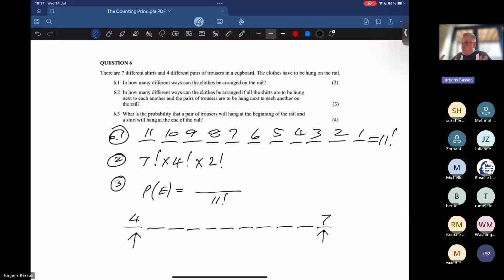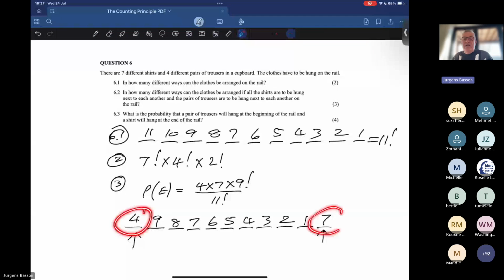Now we placed 2 clothing items. So we're left with 9. So I go 9, 8, 7, 6, 5, 4, 3, 2, and 1. So what your numerator will be is 4 times 7 times 9 factorial. Please take note, like I said it before, the 4 and the 7 are not factorials. It's only a number on one of these positions. The only time you get factorials is if they go down to 1. Then we get factorial.